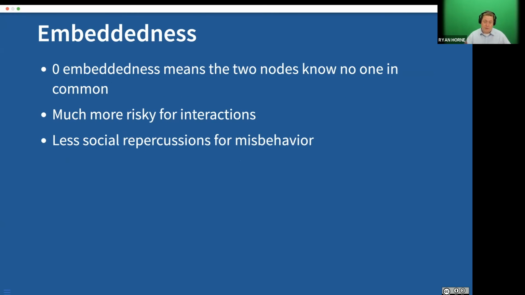And you can mathematically measure this. Zero embeddedness means you have no one in common, and this is where it's fairly risky for interactions. Who has had a less than pleasant or honest experience with a used car? I'll put my hand up for that one. See one thumb up. Why? Well, this is the only time you're dealing with this person. So there's less social repercussions for someone trying to sell you a lemon than if they're trying to sell their mother a lemon. So there's going to be different social repercussions for that.